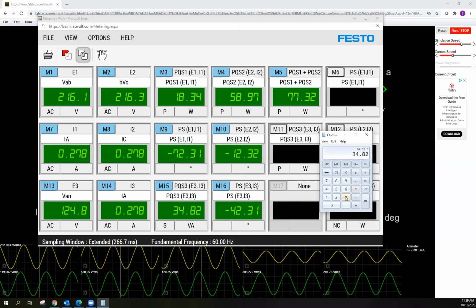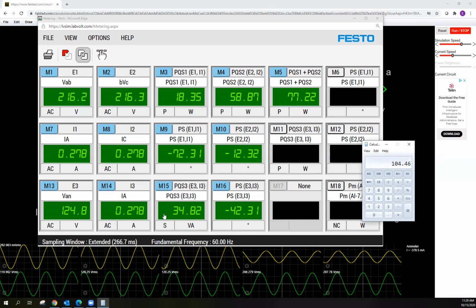34.82 times 3 equals 104. Okay, so the apparent power should be 104. That means it's bigger than the P. That's good. Okay, what about over here? Check this out. This actually gives you this.